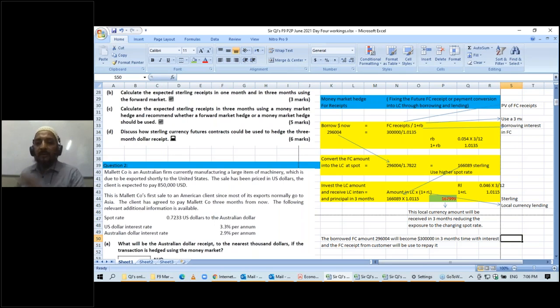Now, is it clear? The money market hedge, is it clear to all of you? For receipts. Now I'll be covering the strategy for payments tomorrow, when we do the question, and one more question we are going to do.